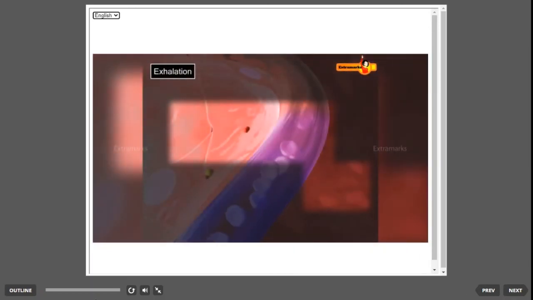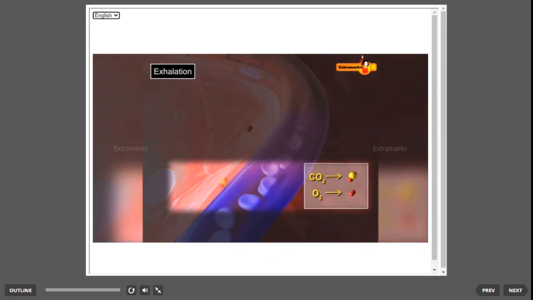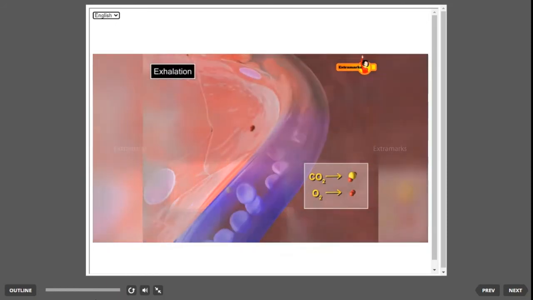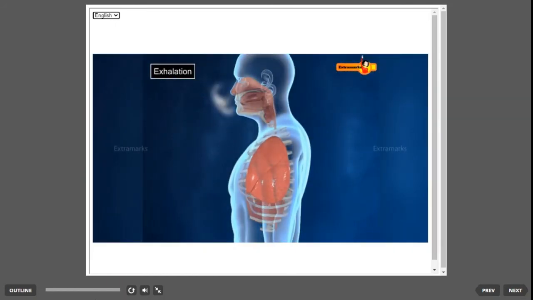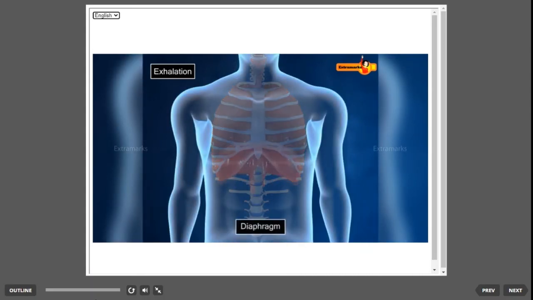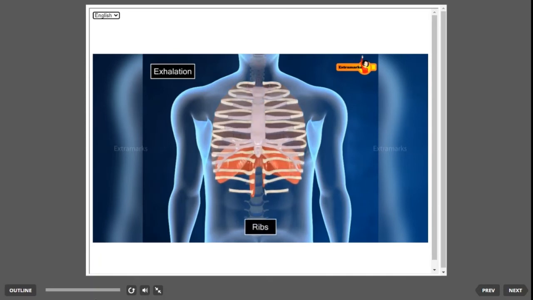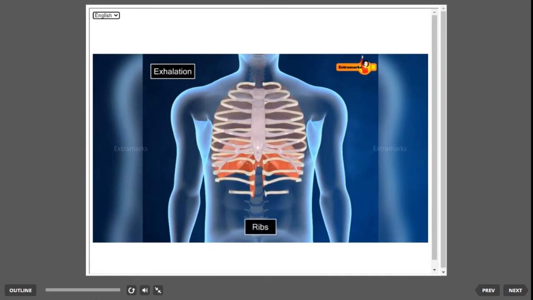Oxygen from the inhaled air diffuses into the blood, and the carbon dioxide present in the blood diffuses out into the lungs for exhalation. Exhalation is a passive process in which the lungs shrink back to their original shape. During exhalation, the diaphragm and intercostal muscles relax. As a result, the diaphragm moves upwards while ribs are pushed downwards and inward to restore their position.